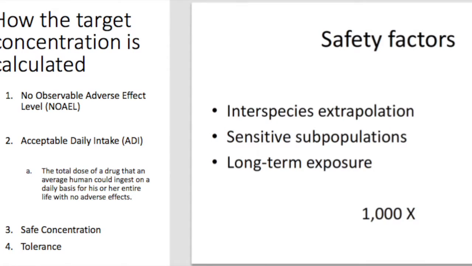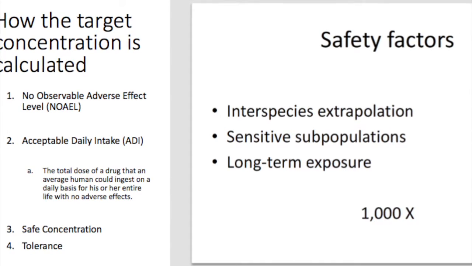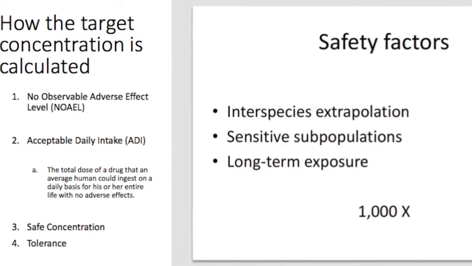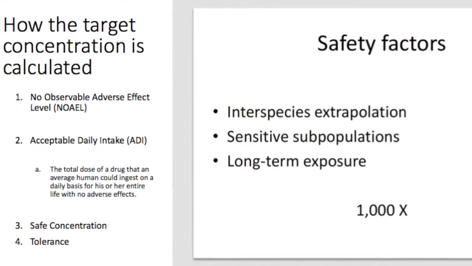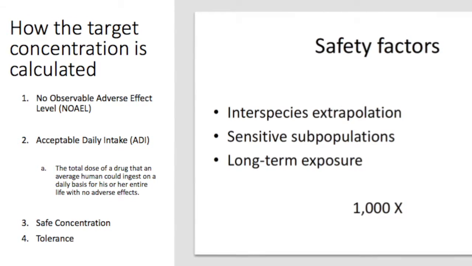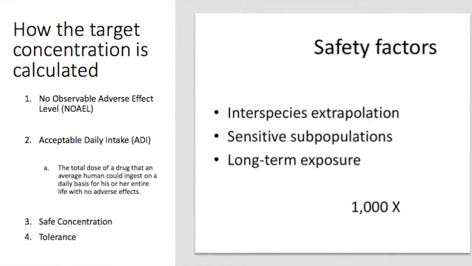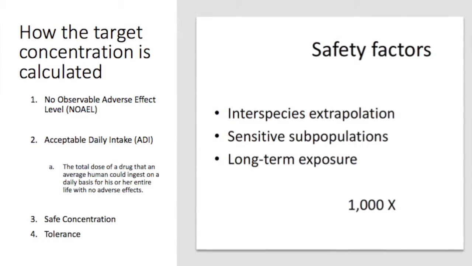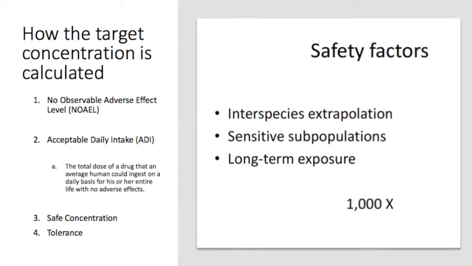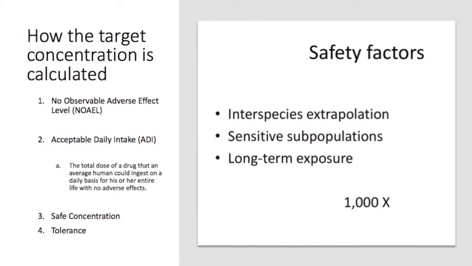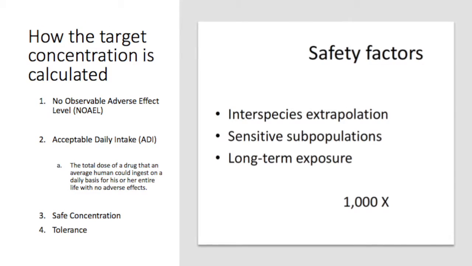From the NOEL, an acceptable daily intake, or ADI, is set, which is the total dose of a drug that an average human could ingest on a daily basis for his or her entire life with no adverse effects. The ADI is commonly several orders of magnitude lower than the NOEL to account for the numerous uncertainties associated with extrapolating data from laboratory studies to humans, including interspecies differences and the longer lifespan of humans.